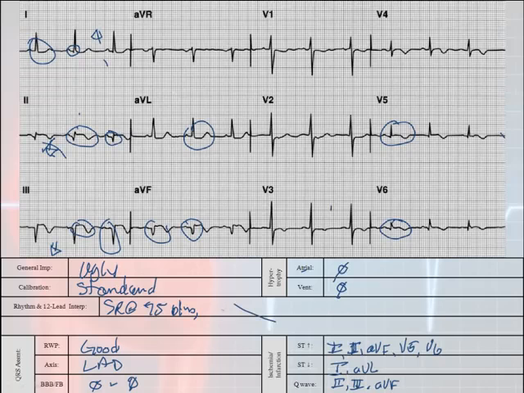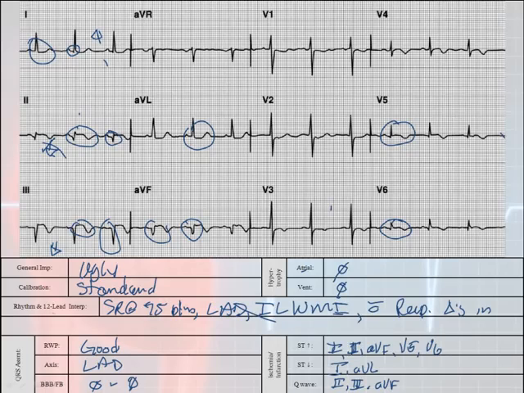So how do we interpret this? Sinus rhythm at 75 beats a minute with a left axis deviation, inferolateral wall MI, with reciprocal changes in 1 in AVL.